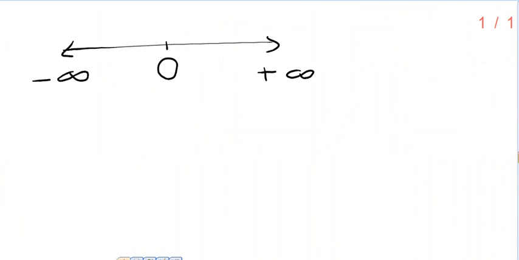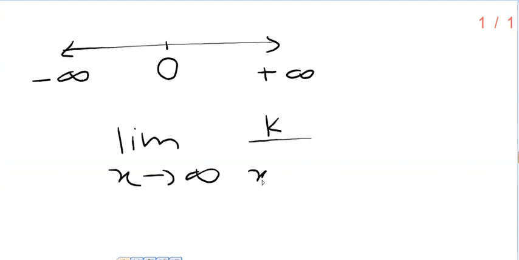So regarding infinity, one important result: limit x tends to infinity, k upon x raised to p is always 0, where k is a non-zero real number, and remember p has to be greater than 0. See, you have to use common sense. If the denominator is too big, then the value of the limit is almost 0.